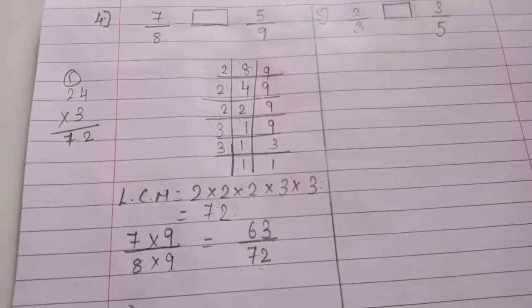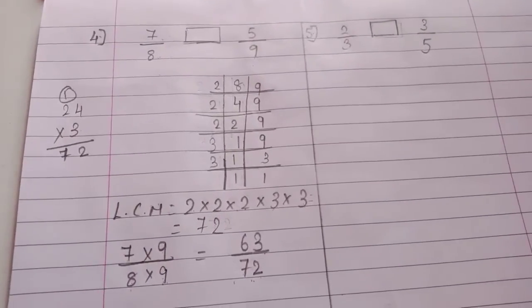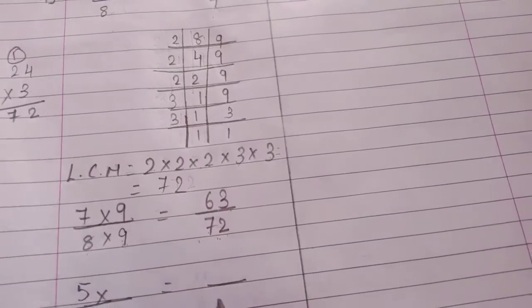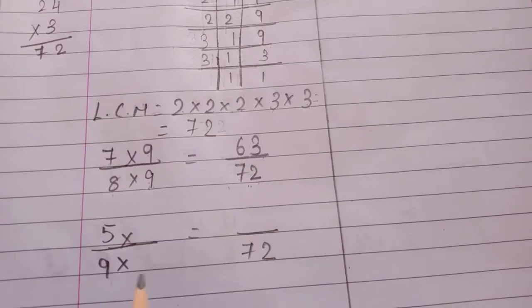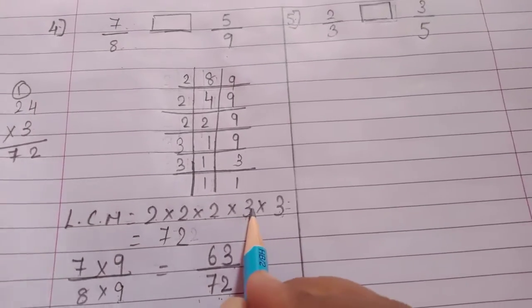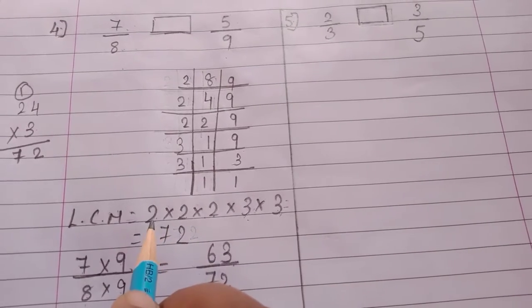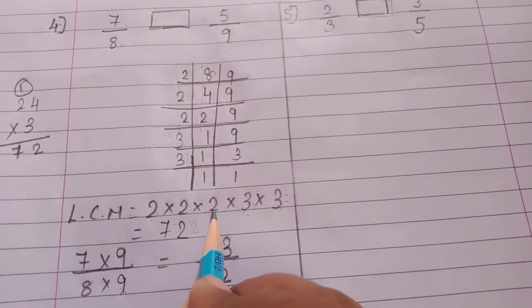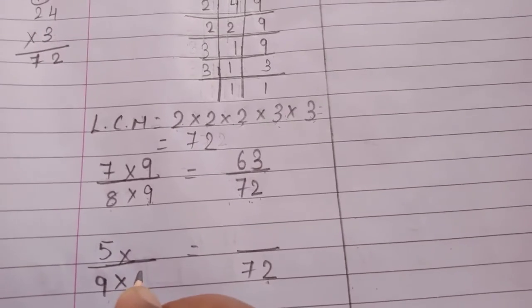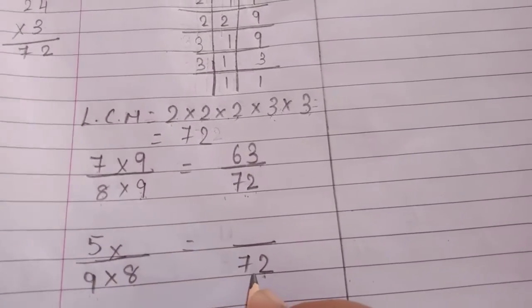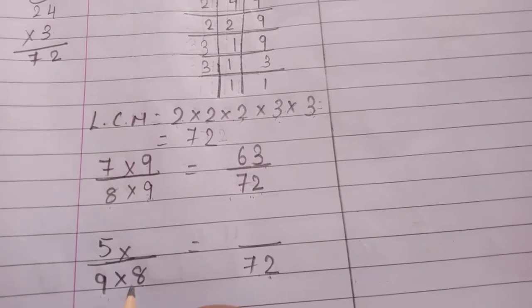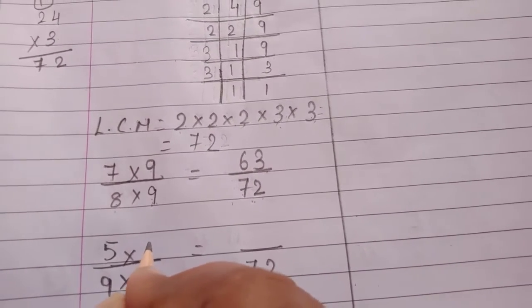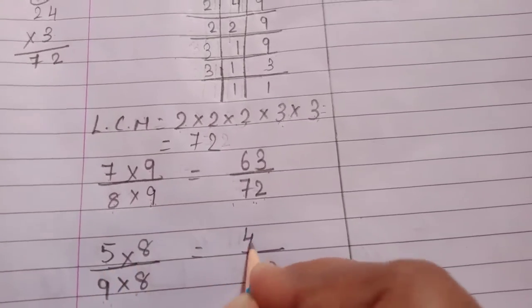Now the next fraction is 5 upon 9. In the same way, here also the denominator should be 72. Here 9 is there. So what will I multiply to get the denominator 72? Here 3 threes are 9. Which number is left now? 2 twos are 4, 4 twos are 8. So we will multiply with 8. Yes, 9 eights are 72. So in the denominator we multiplied by 8, so in the numerator also we multiply with 8. So 8 fives are 40.